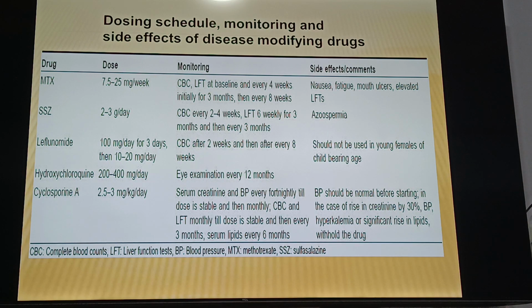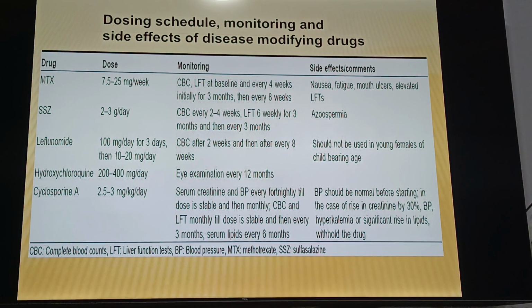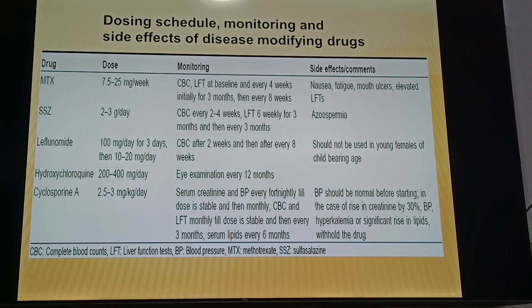Sulfasalazine, we start with 500 milligrams OD for the first week, 500 milligrams BD for the second week, 500 milligrams morning and 1000 milligrams night in the third week, and 1000 milligrams morning and evening BD in the fourth week, and thereafter you can continue the 2 grams. That's how we have to uptitrate the doses of the sulfasalazine.